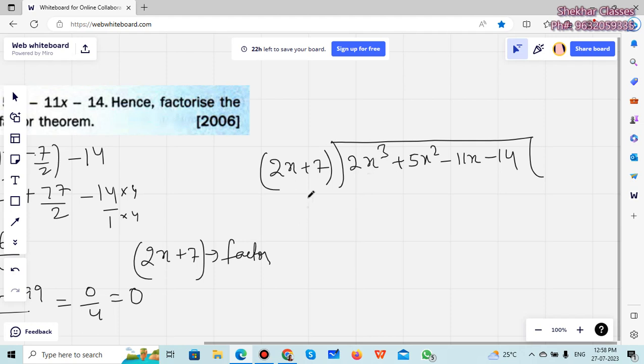So when we divide it, what do we get? 2x into what is 2x cubed? So this x squared, so it will be 2x cubed. x squared into 7, it will be plus 7x squared.